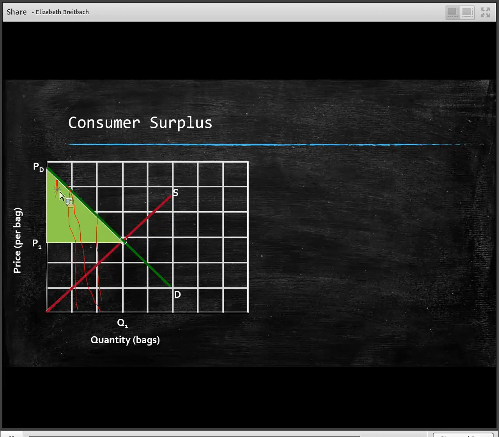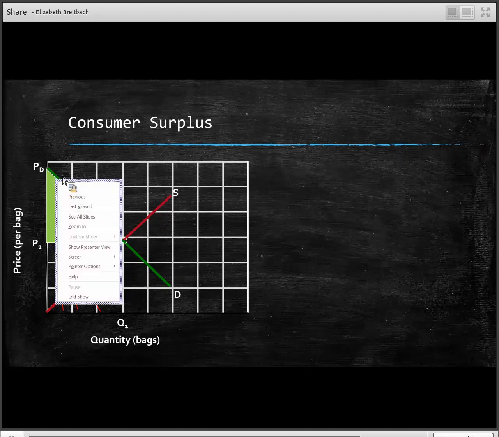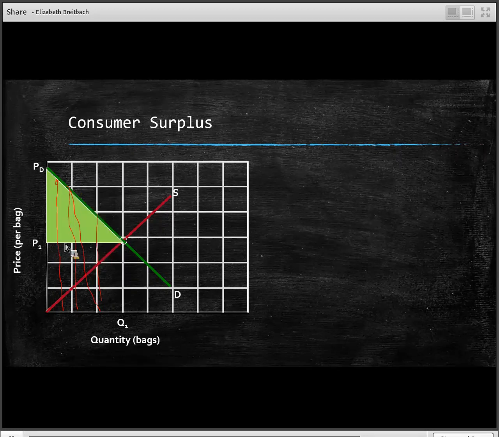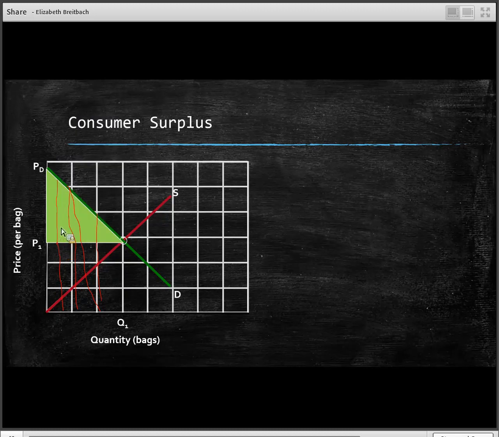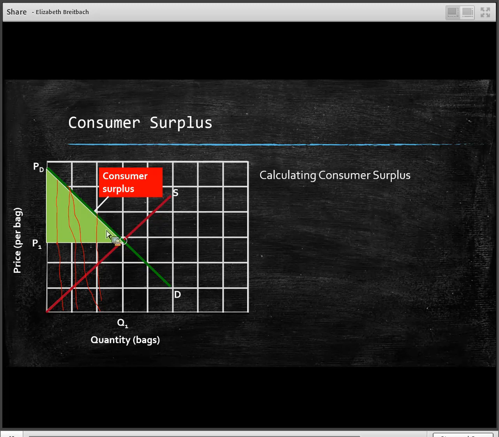And so if we look at this individual, and maybe he's the fifth individual in the market, he has a willingness to pay of this level right there, and he actually pays that price of P1. And so what we see then is each of this green shaded area is going to represent the consumer surplus in the market.